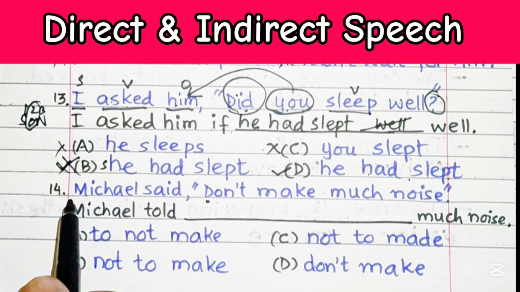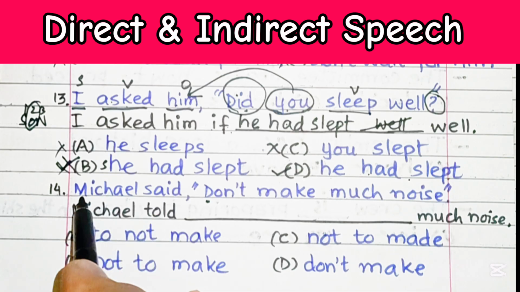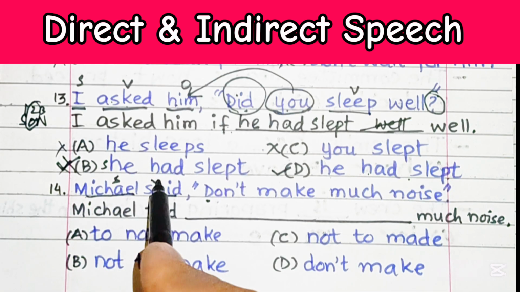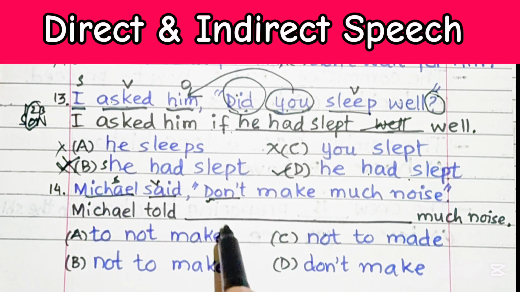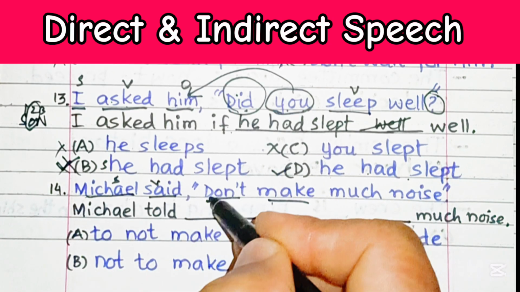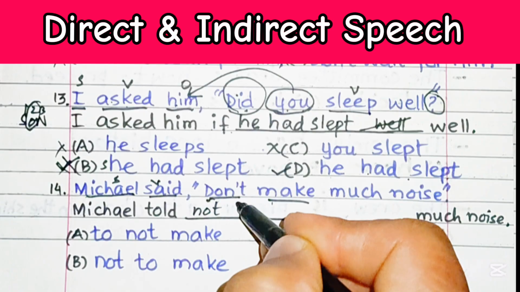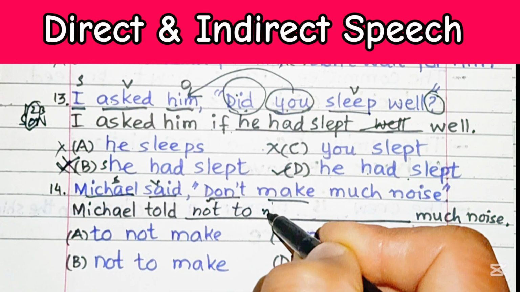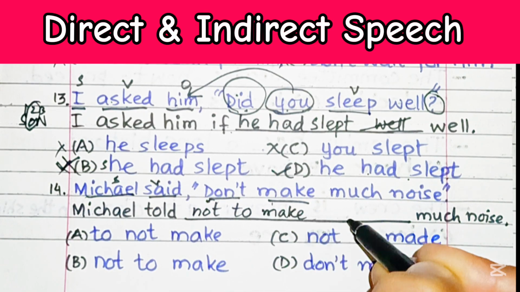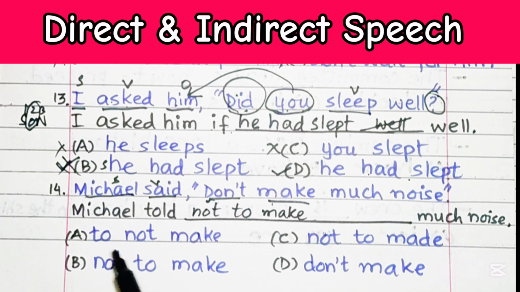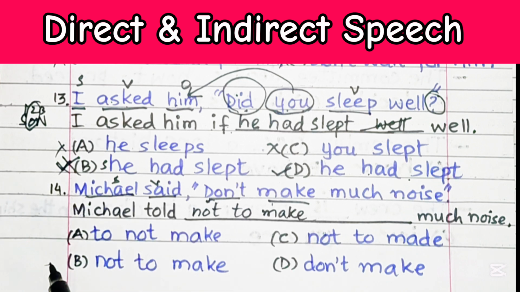Last question, last sentence. Michael said. Michael is the subject over here. Said is the verb in past. Don't, again an imperative sentence. Don't make much noise. Michael told, and then we have to put not over here. Not to. Then it will remain in the present tense. Make much noise. So not to make much noise. Not to make. This one is the correct option.